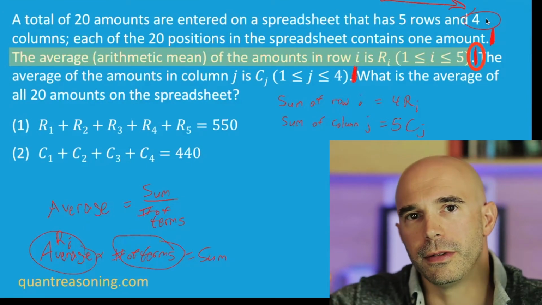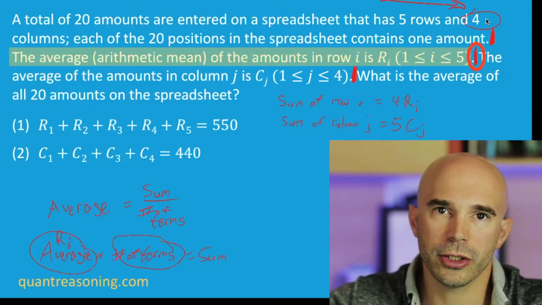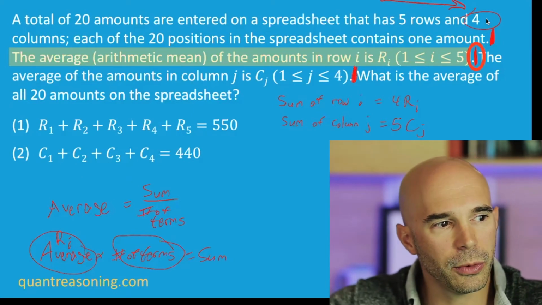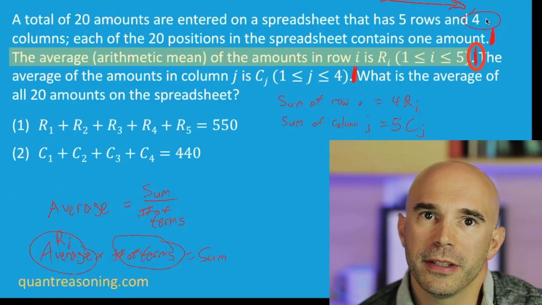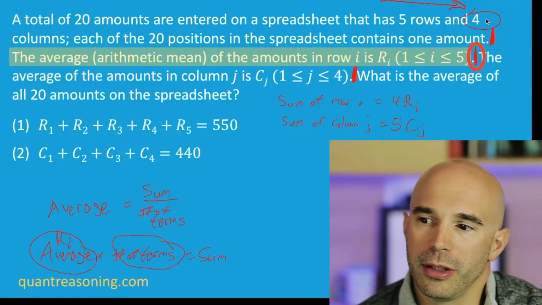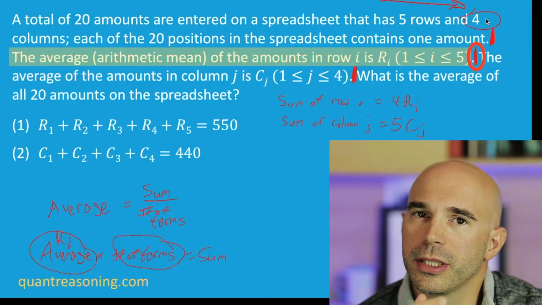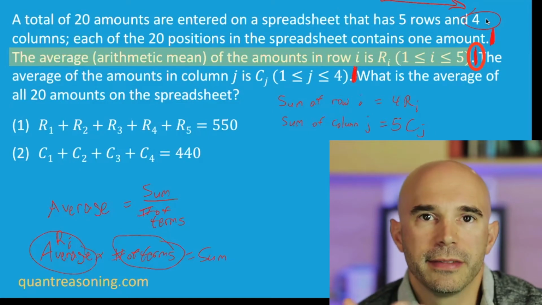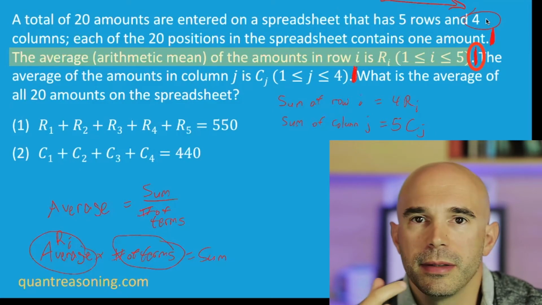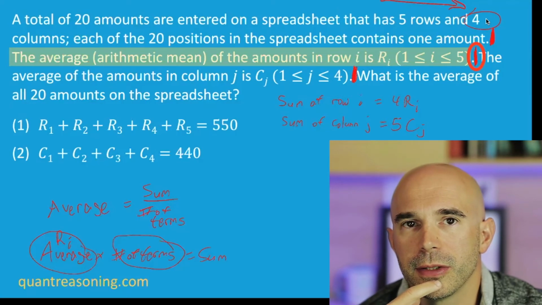And then if you've done that, if you've rephrased the question in that manner, how long do you think it would take to then evaluate the statements and determine whether they're sufficient or not? If we knew the sum of the rows, that would be sufficient. And if we knew the sum of the columns, that would also be sufficient. So then how long does it take to evaluate the statements at this point? Statement 1 gives us the sum of the rows, and statement 2 gives us the sum of the columns. So each statement is sufficient on its own.